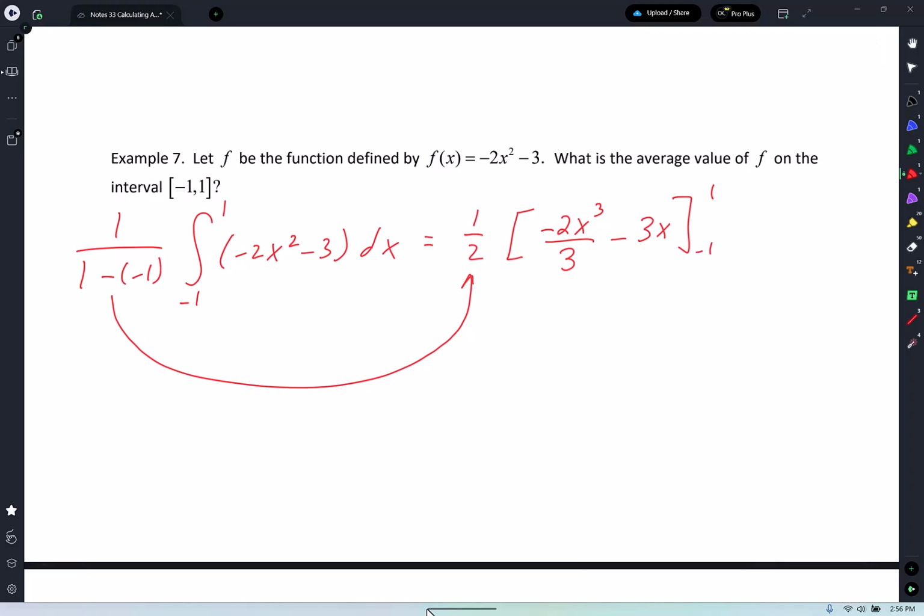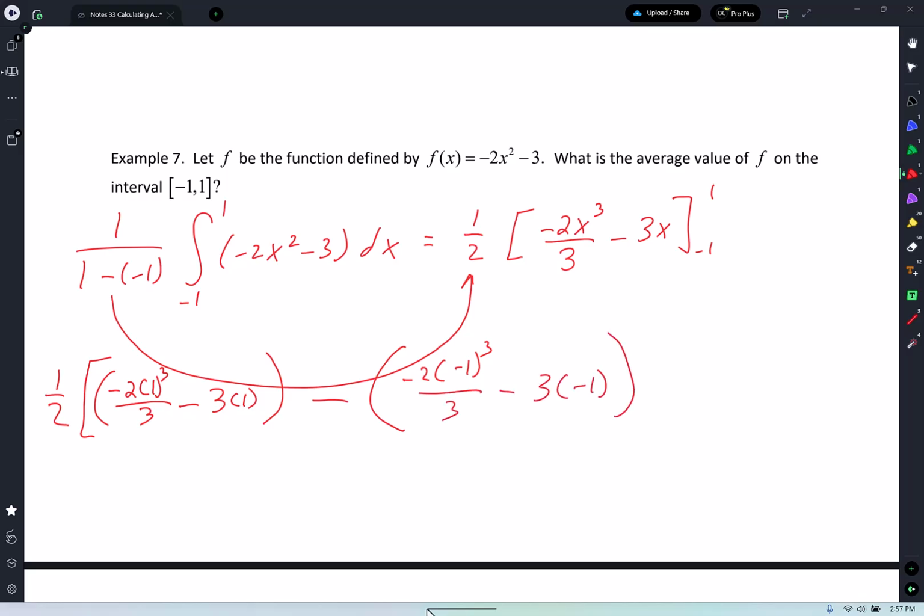All right, here we go. Upper minus lower. 1/2, that's this one. Big bracket. I'm going to do the upper one first. So parenthesis, -2 parenthesis 1 to the third power over 3 minus 3 times 1. Close, minus, open parenthesis, -2 parenthesis -1 to the third power over 3 minus 3 times -1. Close bracket.